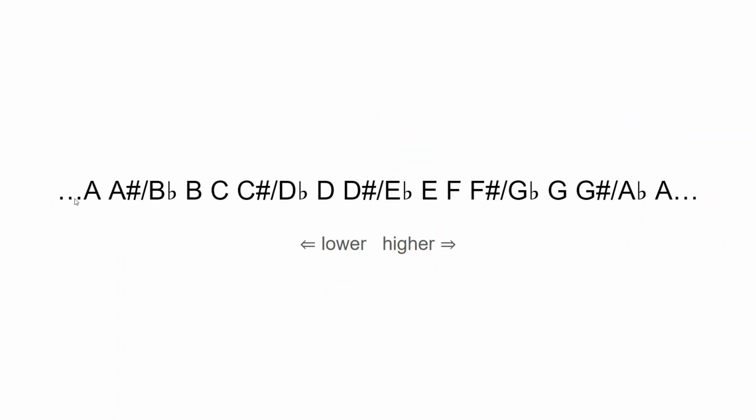So really, our sequence of notes looks more like this. We have A, and then A sharp or B flat. Remember, they're the same thing, they're enharmonic. B, C, and then C sharp or D flat, D, D sharp or E flat, E, F, F sharp or G flat, G, G sharp or A flat, A, and then it repeats.